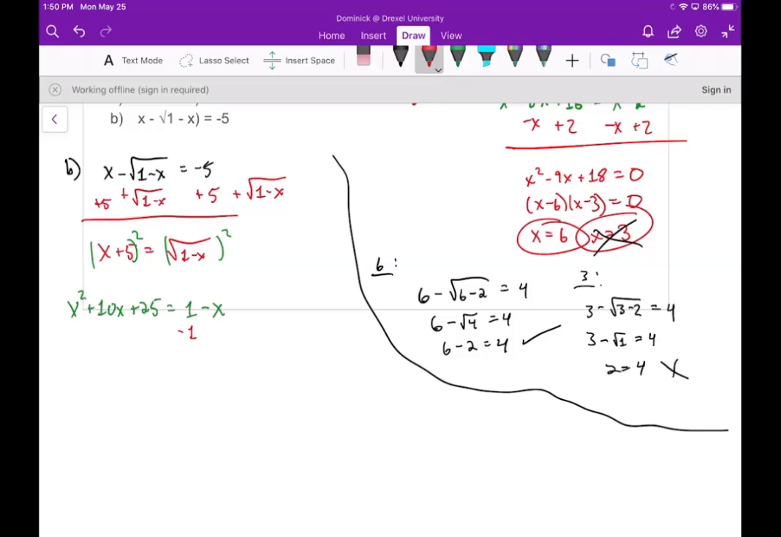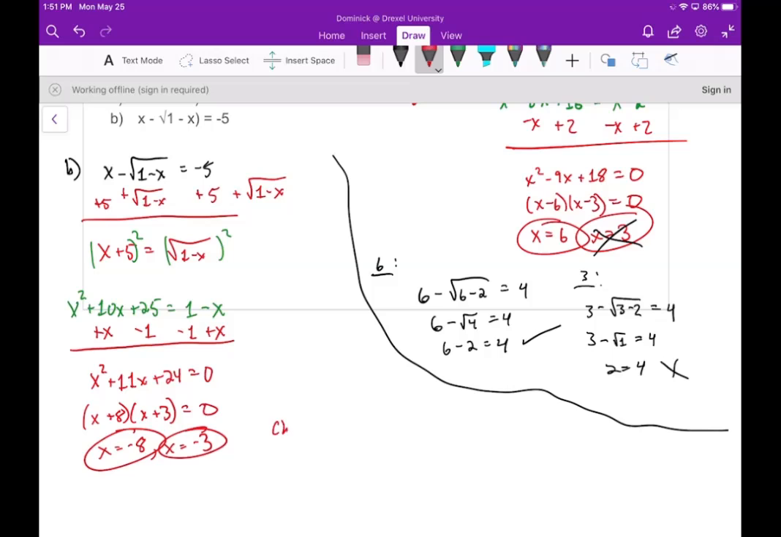So now let's subtract 1 and add x to both sides. We'll get an x squared plus 11x plus 24 is equal to 0. So now, of course, we can think of this as x plus 8 and an x plus 3 is equal to 0. So we get x equals negative 8 and x equals negative 3.